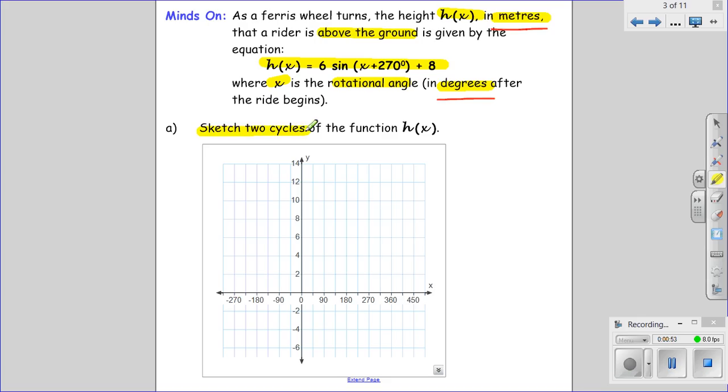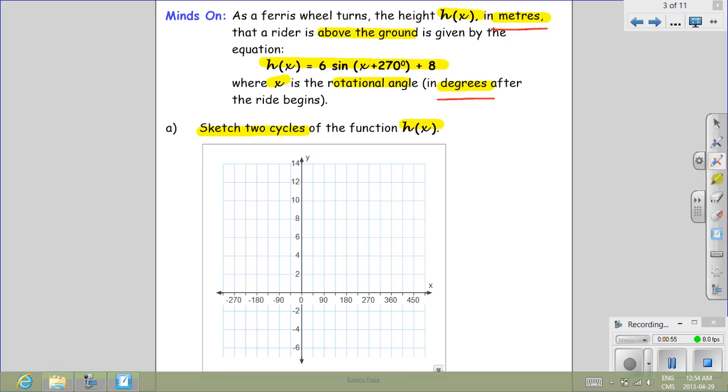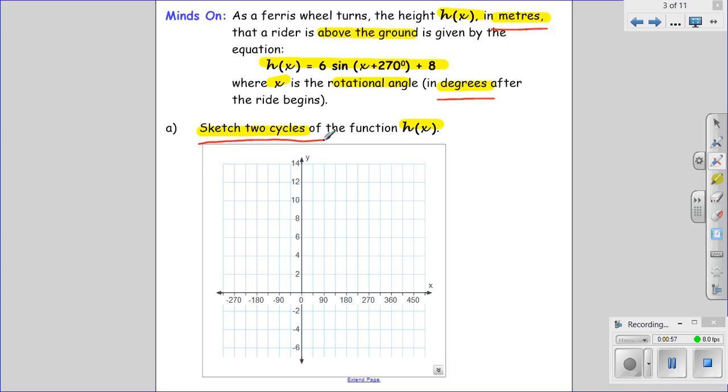We're still using our same problem solving, word problem strategies, highlighting and looking for key information. We want to sketch 2 cycles of h(x). So that's our plan here. We're going to start by graphing. Now we know the sine function starts on a 0, it ends on a 0, and halfway in between is 0.